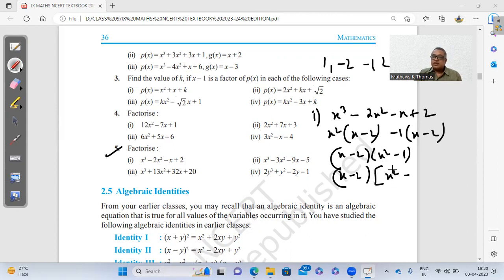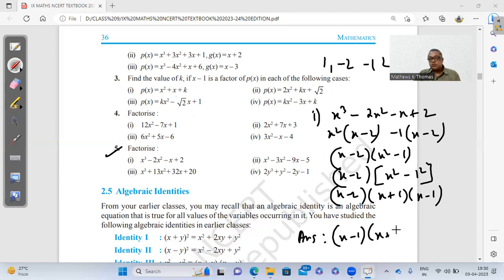So I can write x square minus 1 can be written as 1 square because you know that 1 into 1 is 1. So you get x minus 2, a square minus b square, answer is a plus b, a minus b, isn't it? So you are getting how many factors? 3. When it was a quadratic, we were getting 2 factors. Now it's a cubic polynomial. Cubic polynomial will have 3 factors. So the answer will be x minus 1, x plus 1, x minus 2.